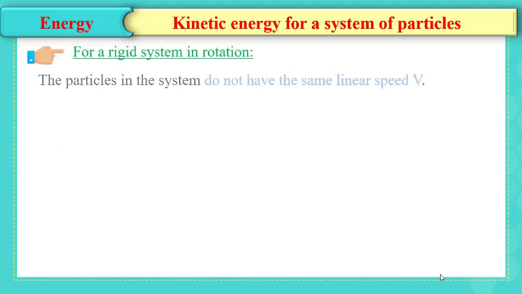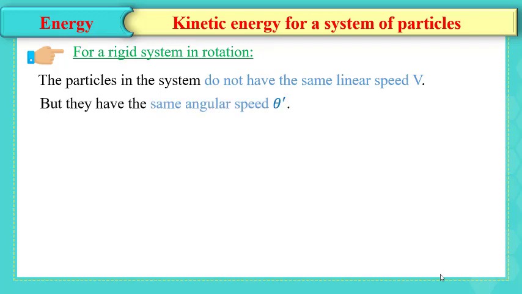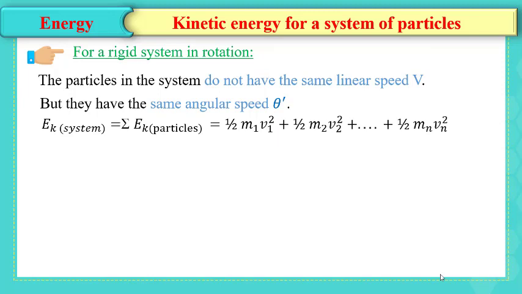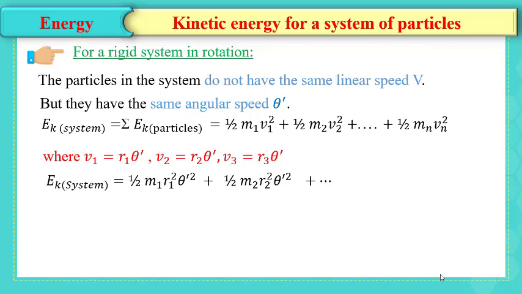For a rigid system in rotation, the particles in the system do not have the same linear speed, but they have the same angular speed theta prime. So this kinetic energy will be the sum of the kinetic energies of each particle, half m1 v1 squared, half m2 v2 squared, etc. Keep in mind that there is a relation between the linear speed and the angular speed, which is v equals r theta prime. Replacing each speed v1, v2, vn by its relation with theta prime, we will find that the kinetic energy of the system can be written as half m1 r1 squared theta prime squared plus half m2 r2 squared theta prime squared, etc., keeping theta prime the same because it is the same for all particles.